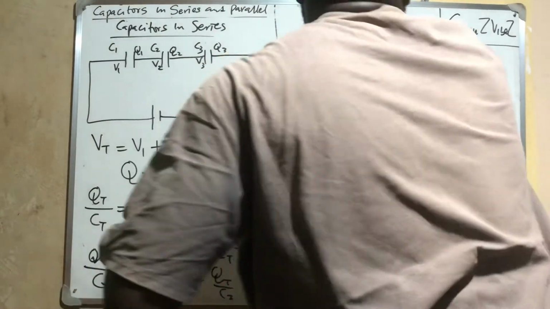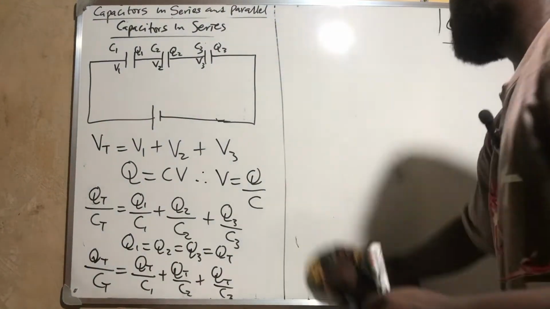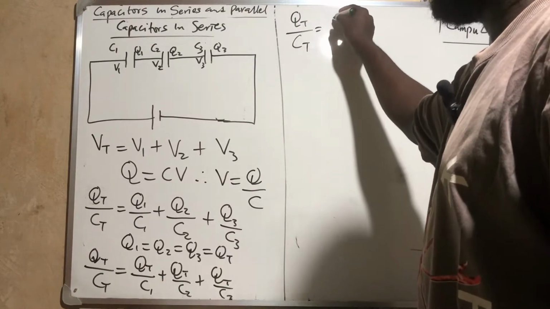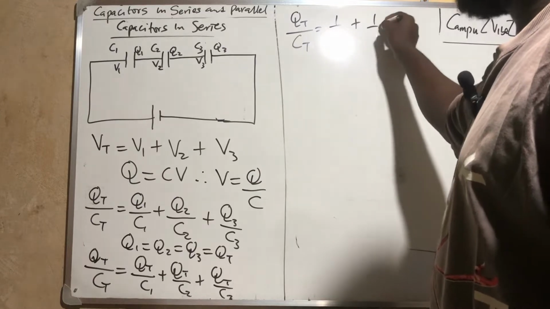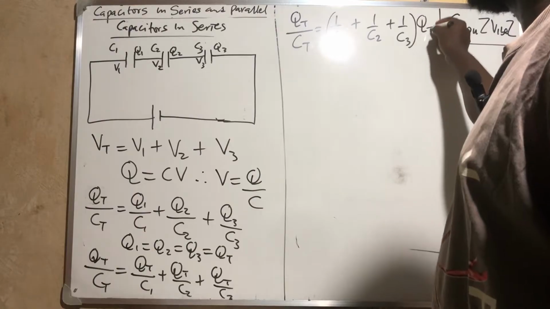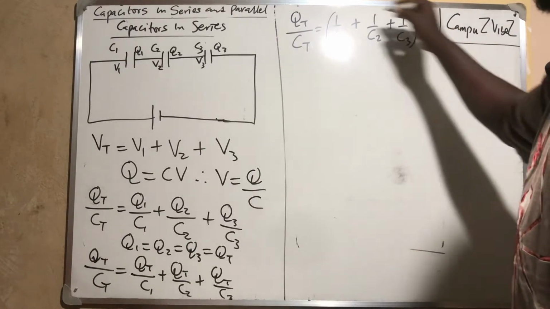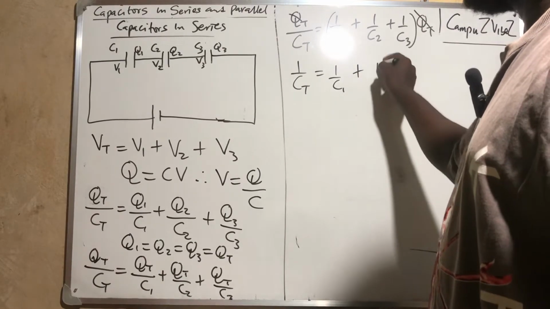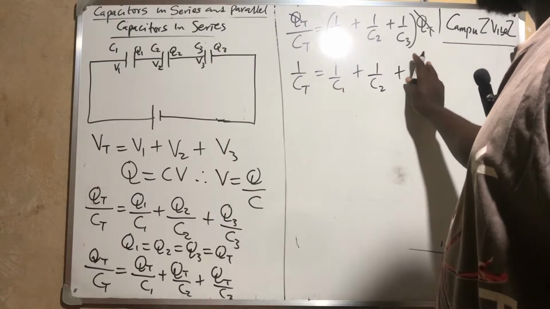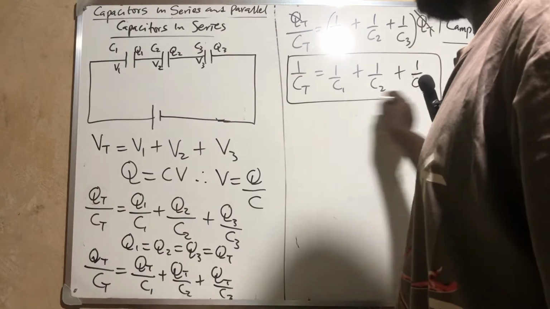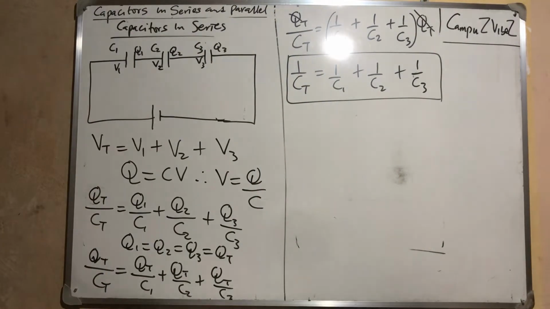So if you factorize that now, because they have it in common, you are going to have that QT over CT is equal to 1 over C1 plus 1 over C2 plus 1 over C3, and they all have my QT in common. So now, if this can take care of this, I will now have 1 over CT is equal to 1 over C1 plus 1 over C2 plus 1 over C3. So this is how to calculate the equivalent capacitance of capacitors that are arranged in series.